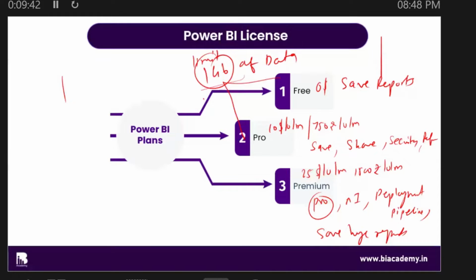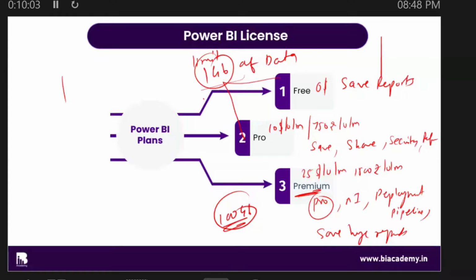Suppose you have a data set which is bigger than 1 GB, suppose a data set of 50 GB or 70 GB or something bigger than that. At that time you need to have a premium license, because the premium license has a limit of 100 GB per data set, right? So 100 GB is also huge. It is way huge, right?